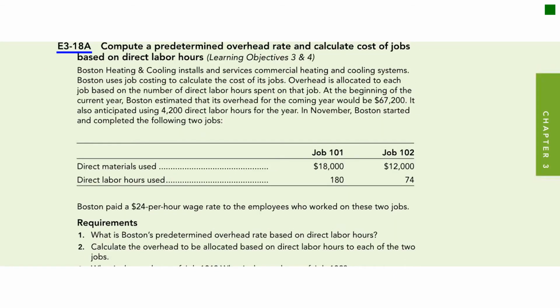Okay, so for this one, we are looking at exercise 3-18. We're going to work on getting an overhead rate, and then we're going to do the allocations to the jobs. And then we're also going to figure out the cost of the jobs. When I pasted this onto the PowerPoint, I couldn't squeeze in the last part, but part 3 of this basically says they want you to calculate the cost of the job.